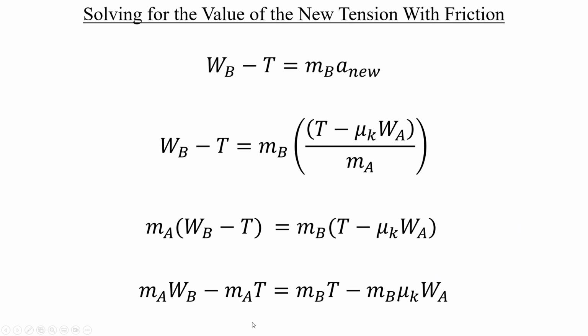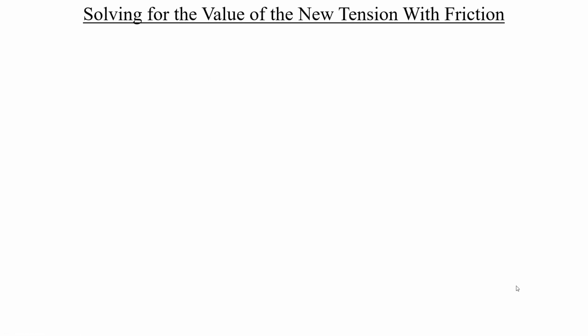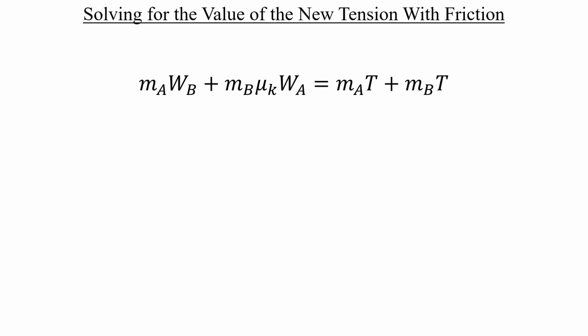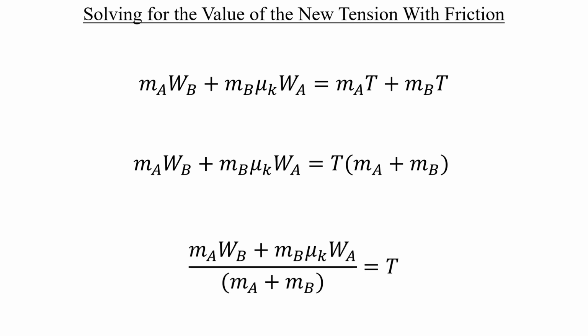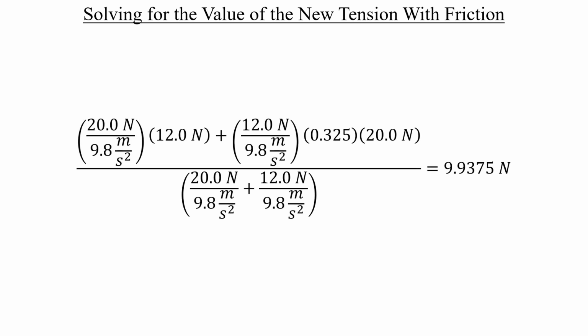Let's exchange this negative tension term on the left with this other negative term on the right, which will bring everything containing tension onto the same side. Go ahead and factor that tension out, then divide both sides by the sum of masses. The result looks a little messy, but we know all of the values for everything here on the left-hand side. When we plug it in carefully into the calculator, we get the following value for our new tension.